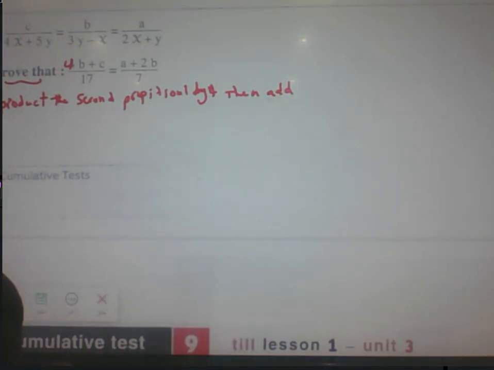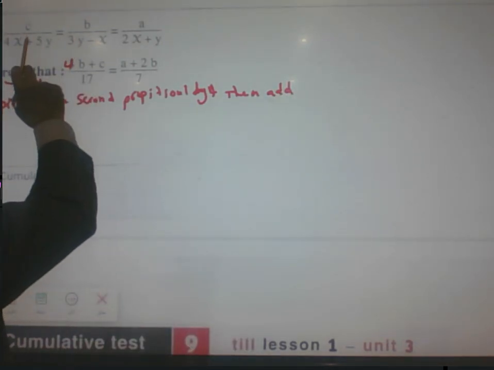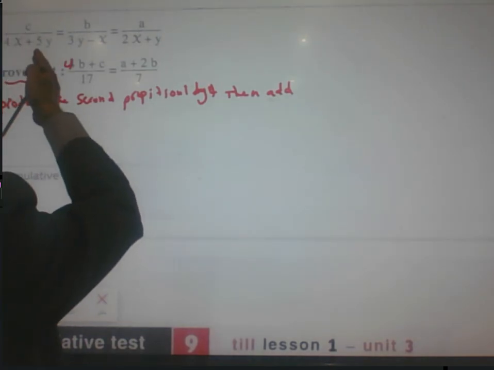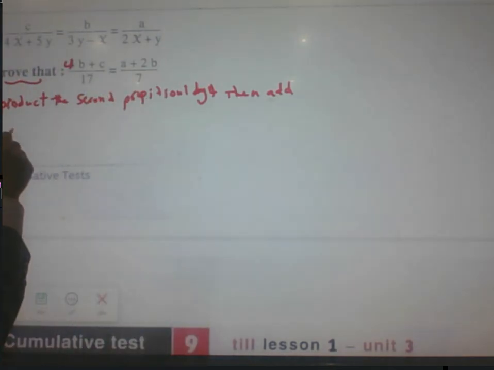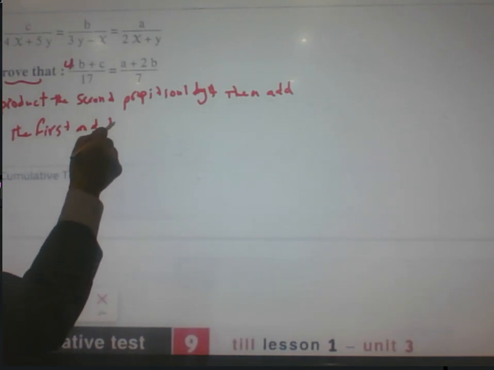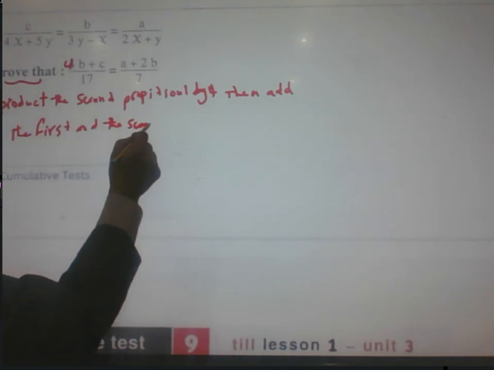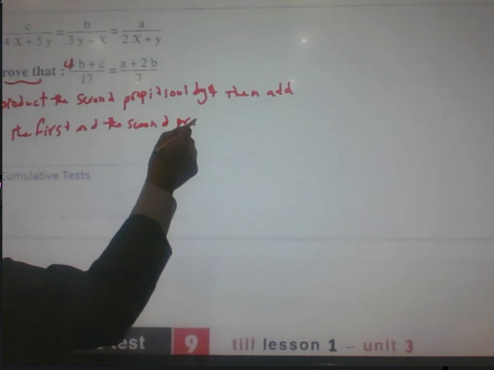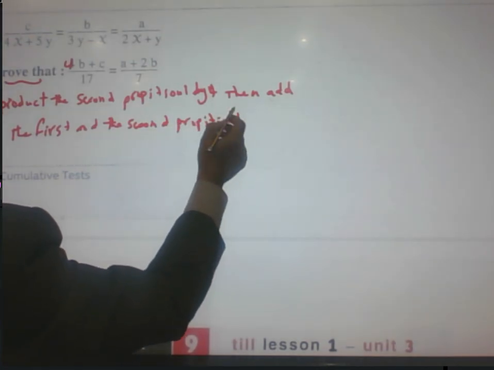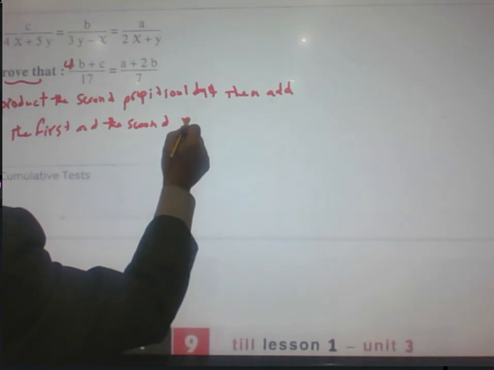Next step, we can add the first proportion with the second, the two terms of the first and second. Then add the first and second proportion. Okay, proportion.